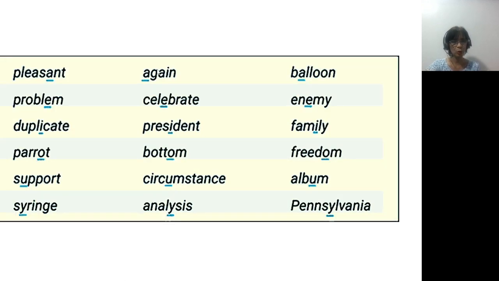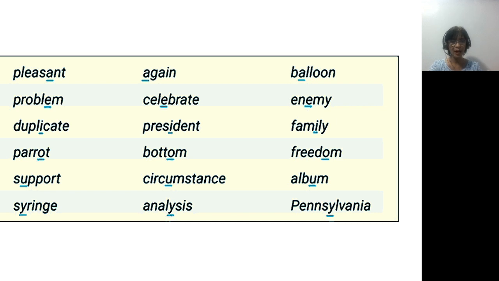Okay, so let's do some examples. On the letter A sound, let's do pleasant, balloon. E sound: problem, celebrate, enemy. The I sound: duplicate, president, family. The O: parrot, bottom, freedom. U: support, circumstance, album.